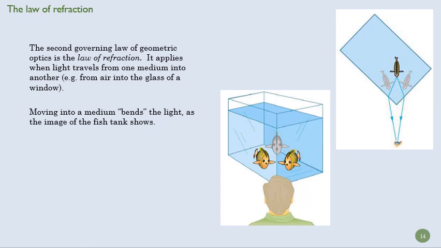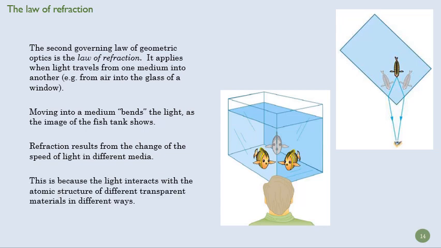I'm sure you all have experienced such things. That's called refraction, and it results from the change of the speed of light in the different mediums. Light generally travels more quickly in mediums that are closer to vacuum. So it'll travel faster in gases than it will in liquids and solids. This is because of the way that light interacts with the atomic structure of different transparent materials.